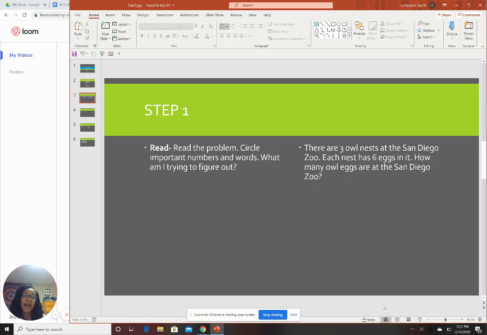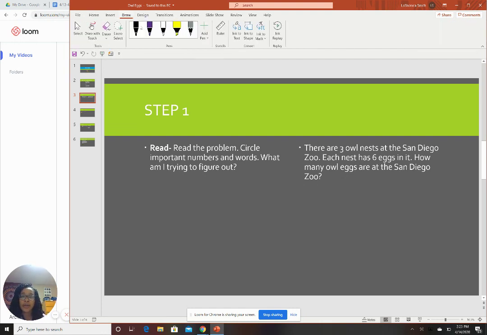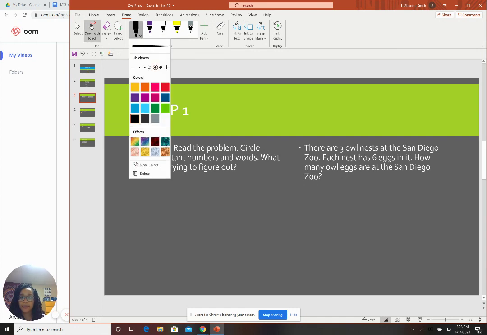There are 3 owl nests at the San Diego Zoo. Each nest has 6 eggs in it. How many owl eggs are at the San Diego Zoo? So take a second and think to yourself, what numbers are important? What is this question asking me?